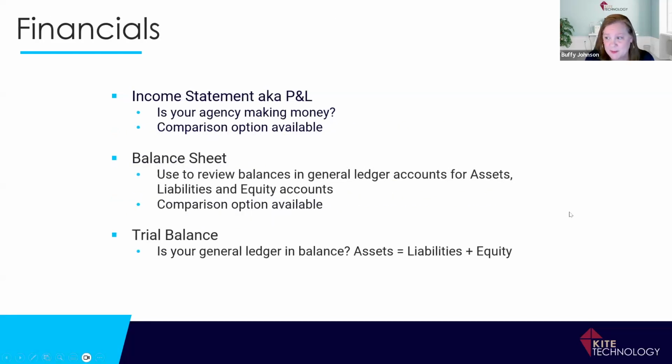A lot of people call this a P&L. Income statement, P&L, same thing, profit and loss. Basically, it's just telling you, is your agency making money? What that report will show is all of your income accounts at the top: your agency bill, direct bill, any miscellaneous income, contingency income. And then the section below are all of your expenses, all of your vendor expenses, payroll, anything that is agency related, that's an expense, will go at the bottom.